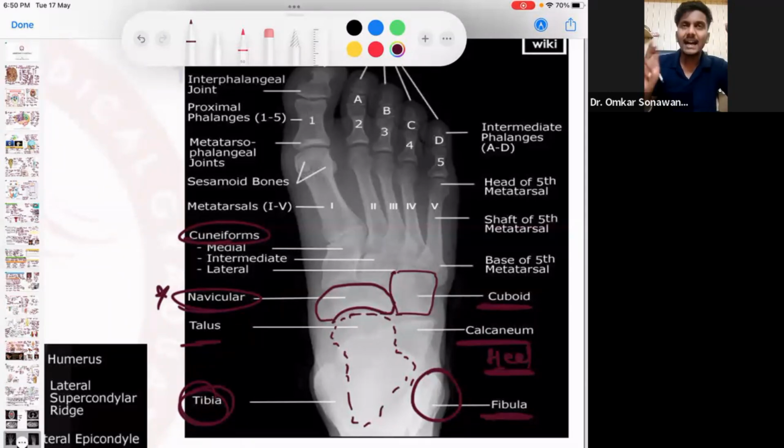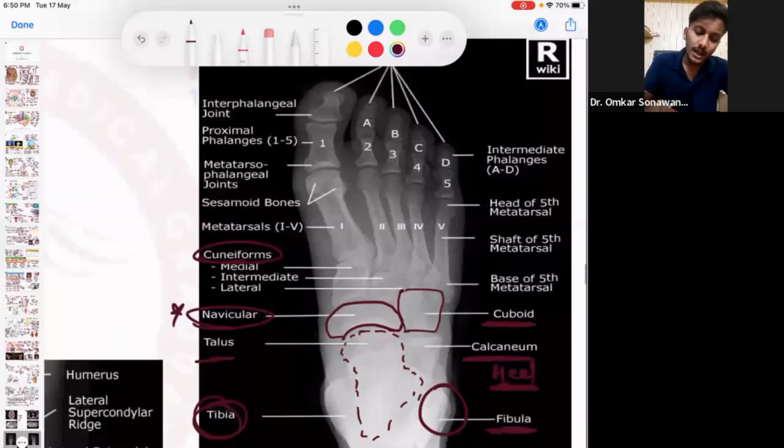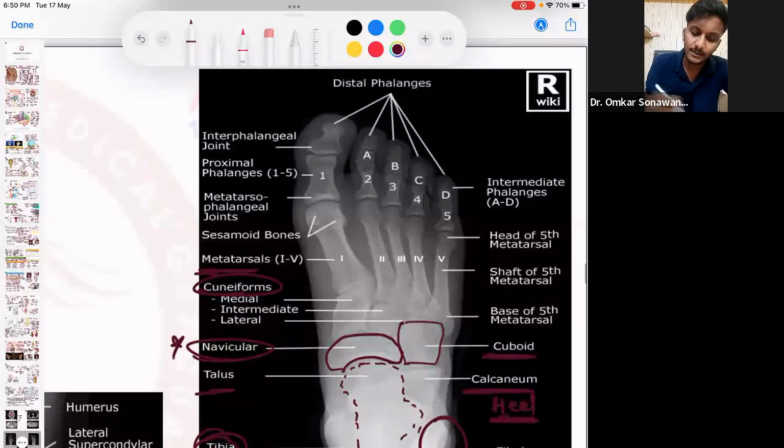Usually if they ask you to mark one, the cuneiform bones lie in relation to the navicular bone, not the cuboid bone. Remember, they articulate with the navicular bone. Which are the cuneiforms? Medial, intermediate, lateral cuneiform bones. Again, five metatarsals would be present.